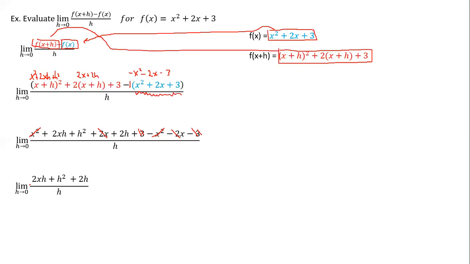What are we left with? 2xh, h squared, 2h, and h. Everyone's got an h. So let's divide an h out of everything. And then let h go to 0. So I'm getting 2x plus 2 for that. So that's all you're doing today.